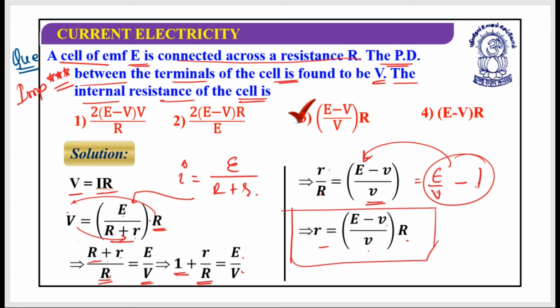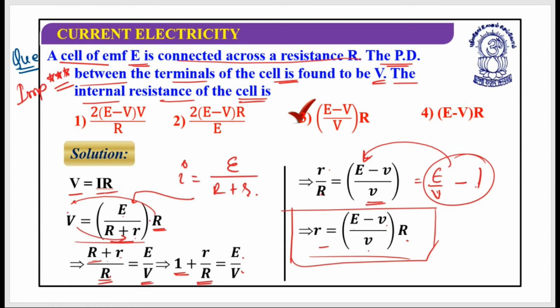Yes, this is the internal resistance. When you need to find out the internal resistance of a cell, you have been given the potential difference, you have been given the EMF, but you have not been provided the current through it. When this is the situation, you need to find it out.